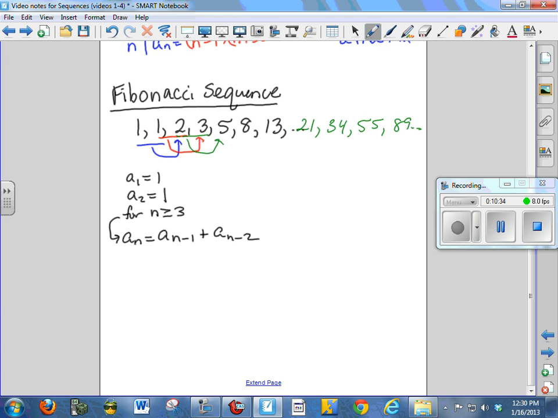For example, a sub 5 is equal to a sub 4 plus a sub 3. A sub 4 would be 3. A sub 3 is 2. And so a sub 5 is equal to 5 in this particular sequence. That's how the formula works.